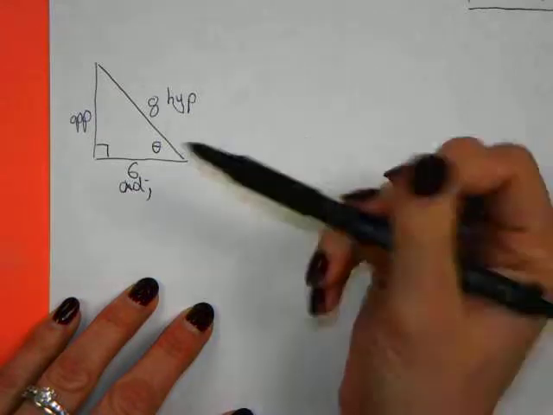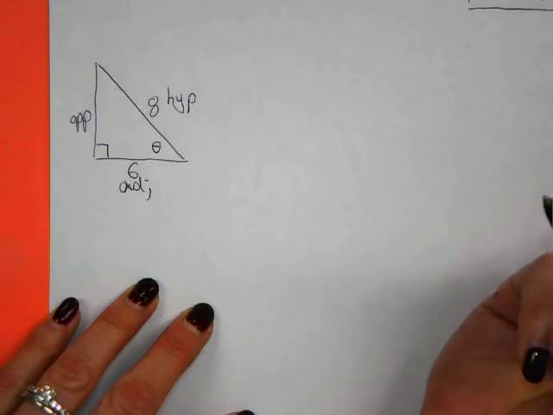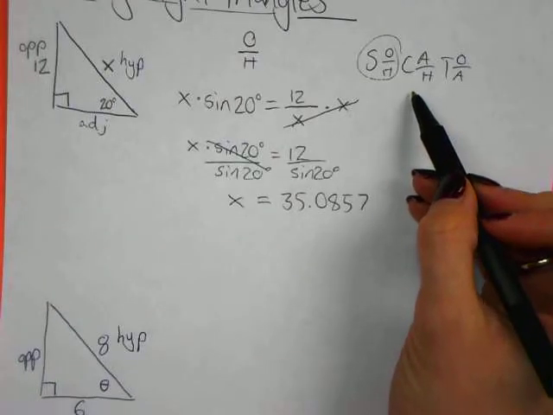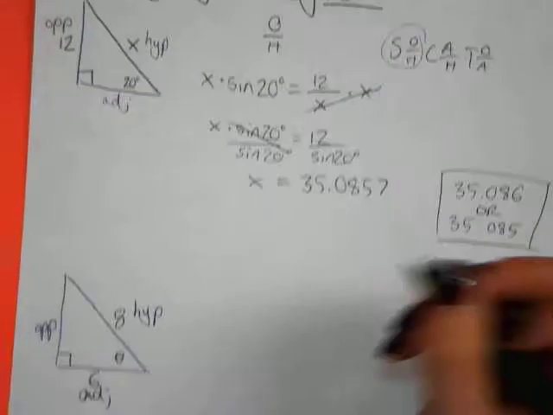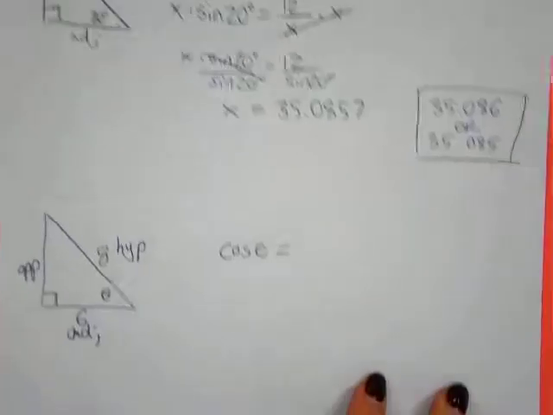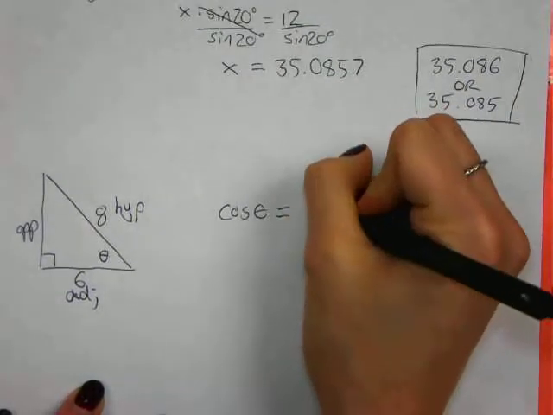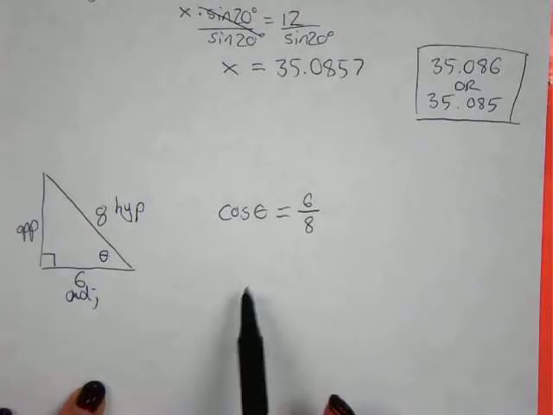Okay, so I have the adjacent and I have the hypotenuse. So if I set up and think of my trig functions right here, adjacent and hypotenuse would be cosine. So if I take the cosine of theta, that should be equal to adjacent, 6, over my hypotenuse, which is 8. Alright, now I want to solve for theta though.